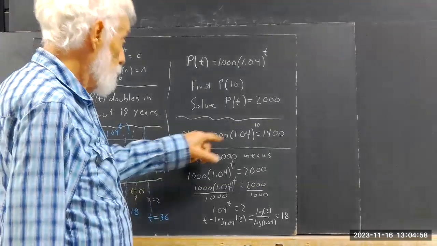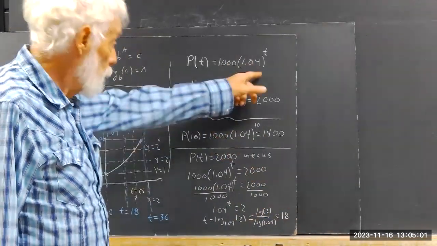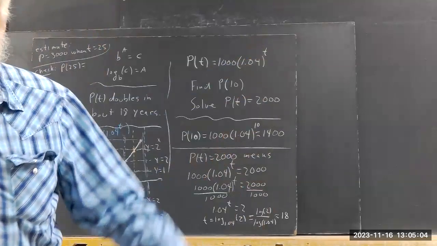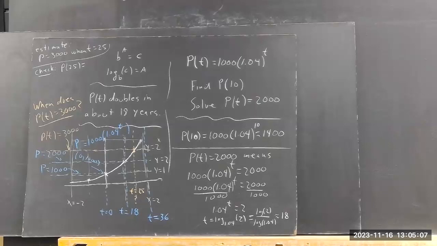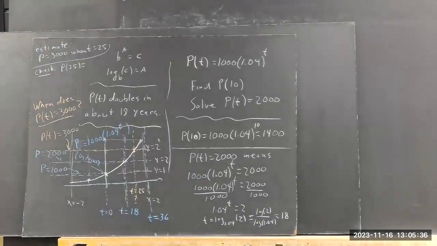Like P of 10 was 1,000 times 1.04 to the 10th, right? Here's your formula for P. You just put 25 in there and see what you get. Somebody do it because I'm getting anxious to know whether my estimate was worth a darn or not. I think I'm off by more than one, but maybe. That's for 25, it's 2,665. How much? 2,665.83.